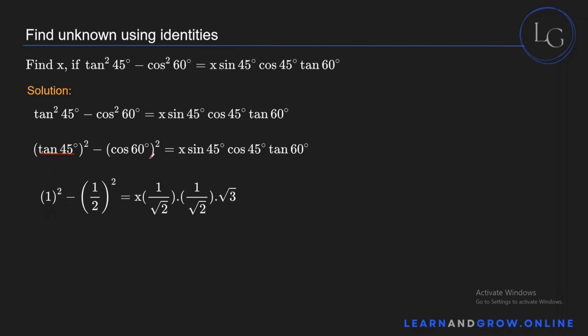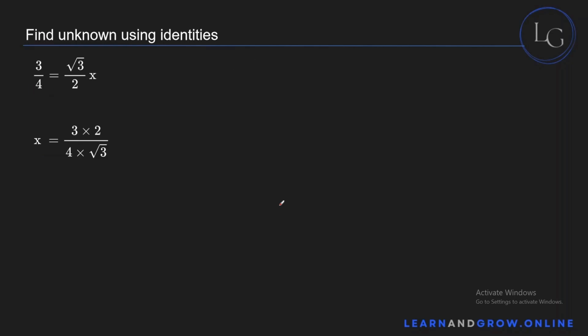Tan 45 is 1, cos 60 is 1 by 2, sine 45 is 1 by under root 2, and similarly cos 45 is 1 by under root 2, and tan 60 is under root 3. Once you plug in all those values, you can just perform the calculations, and eventually you'll end up with a value of x as 3 by 2 into under root 3. It's really just that simple. You can use a calculator or you can draw a triangle and find the values of each function.